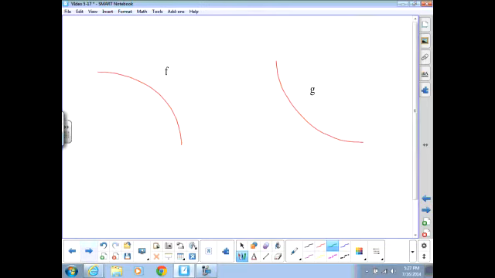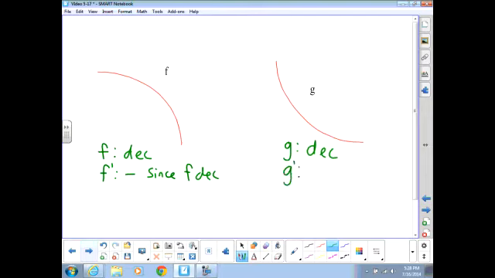And we can do a similar type thing with two functions that are decreasing. So here, f is decreasing. G is also decreasing. F prime is going to be negative since f is decreasing. Same thing, g prime is going to be negative since g is decreasing.